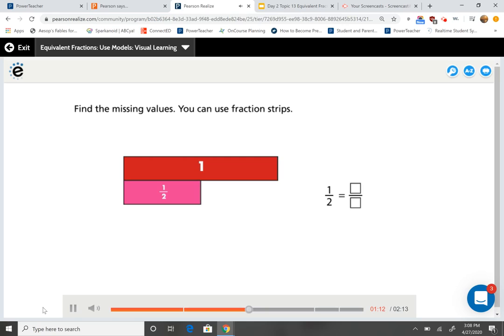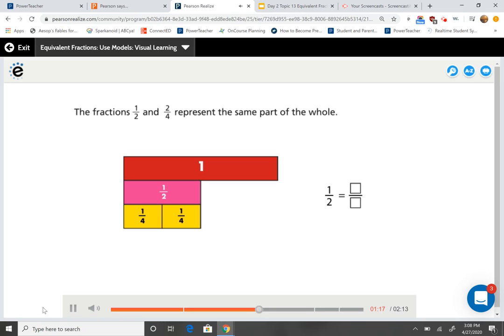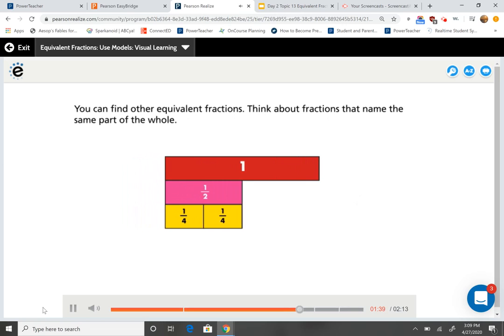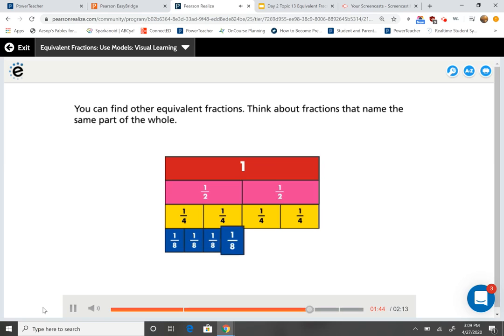Find the missing values. You can use fraction strips. The fractions 1/2 and 2/4 represent the same part of the whole. 2 1/4 strips are equal to 1/2, so 1/2 equals 2/4. Another name for 1/2 is 2/4. You can find other equivalent fractions. Think about fractions that name the same part of the whole.